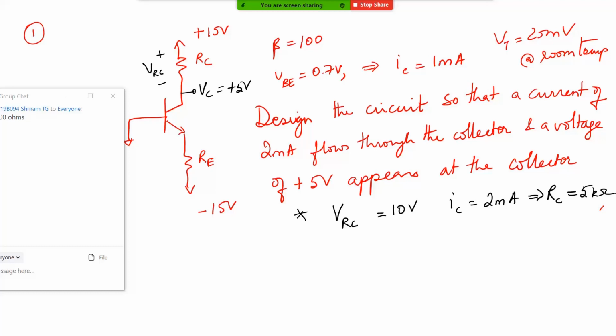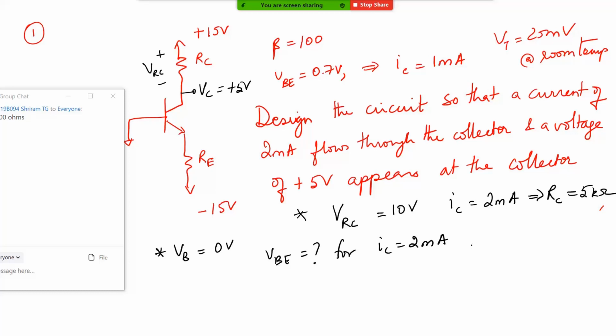The other thing, you know that VB is at 0 volt. What you need to find out is basically what is VBE for IC equal to 2 milliamp. VBE for 1 milliamp has been given. You need to find out what is VBE for 2 milliamp. Okay. So how will you find that out?